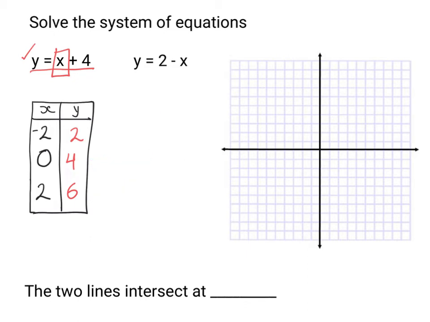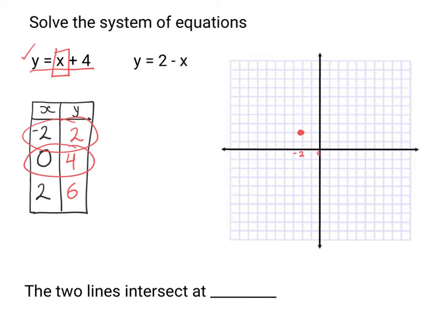Now let's plot all these Y values on the graph. I'm going to start with my first coordinate. X is equal to -2 right there. And the Y is equal to +2 from here. So let's go up to +2 right there. And that's our first point.